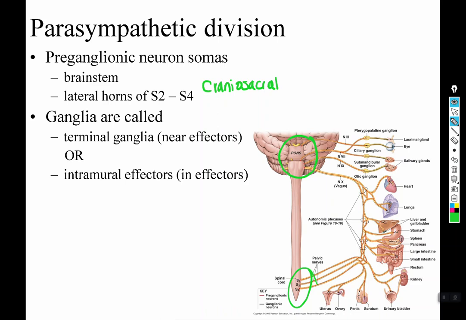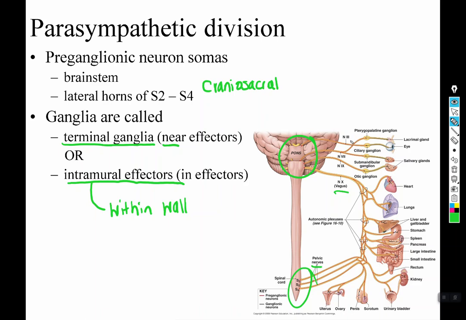And you can see that there's overlap between vagal innervation and pelvic nerve innervation. So some of those are kind of crossing over. So the ganglia in this case are either called terminal ganglia, where they're near effectors, or intramural ganglia. Intramural means within wall. So that just means they're actually inside the tissue of the effector, and that's pretty common if you look closely.